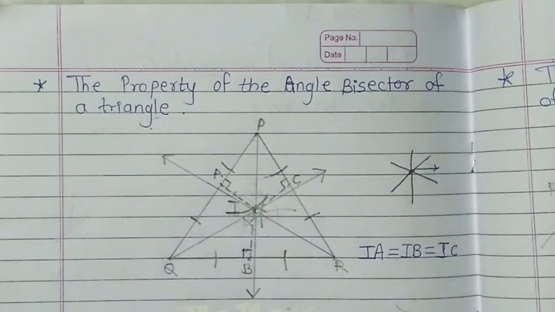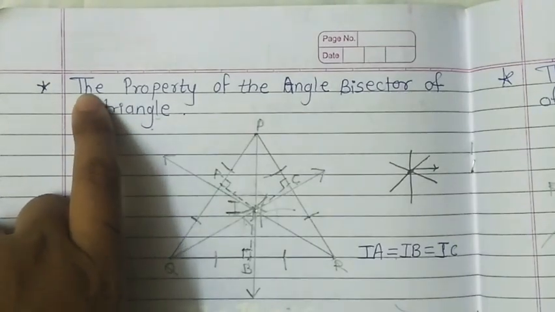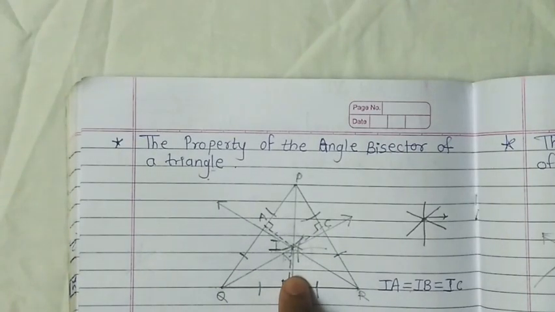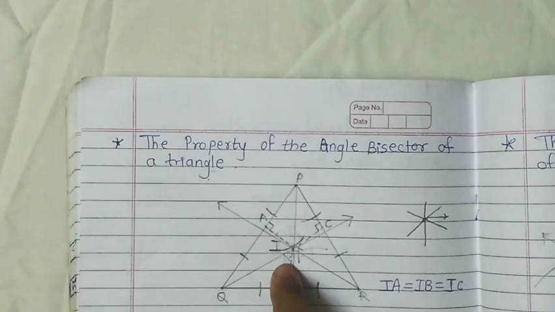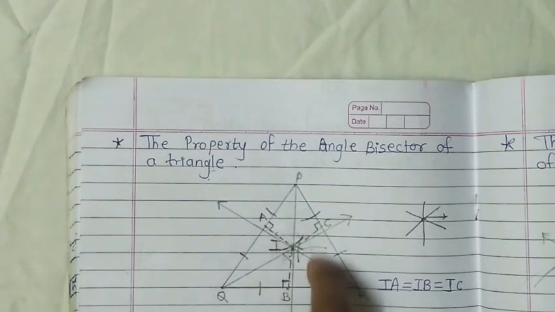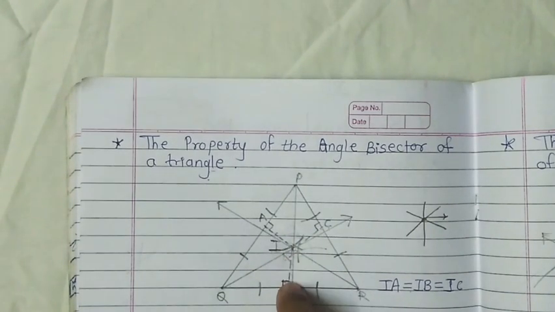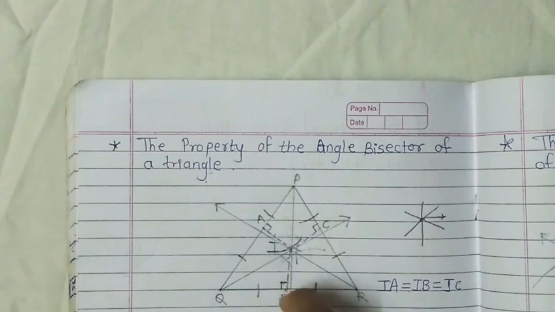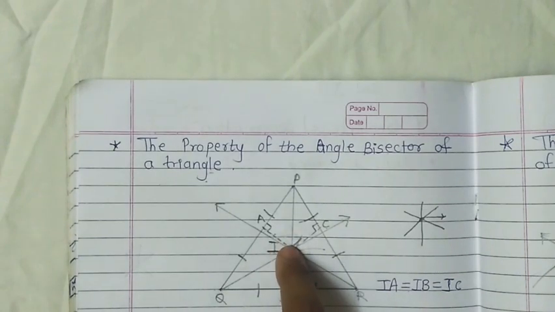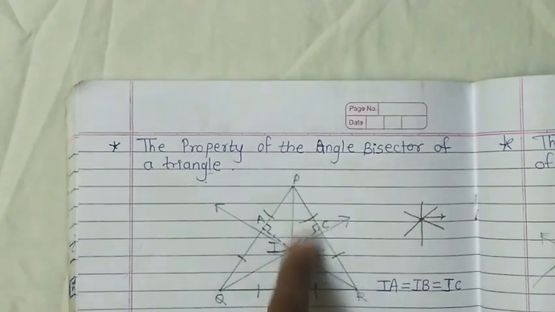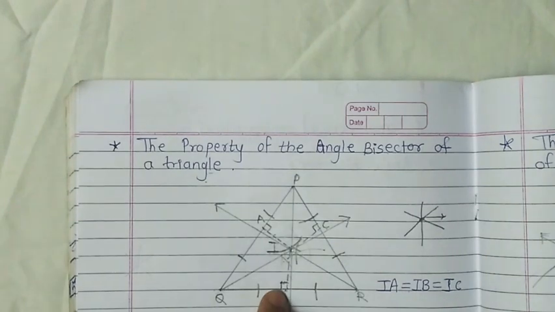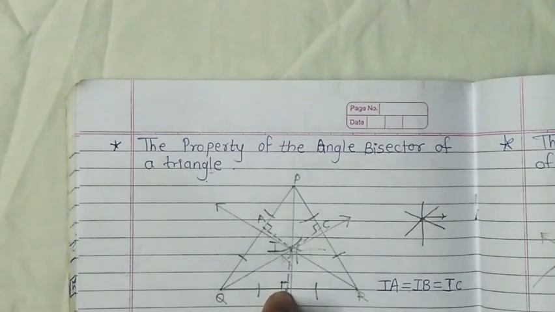Now children, we are going to revise both properties. In the first property, what have we studied? Yes, the point of concurrence of the angle bisectors of a triangle is in the interior of the triangle. And what is the second one? The perpendiculars which we have drawn from this point of concurrence to the sides of the triangle are equidistant, means they are the same.